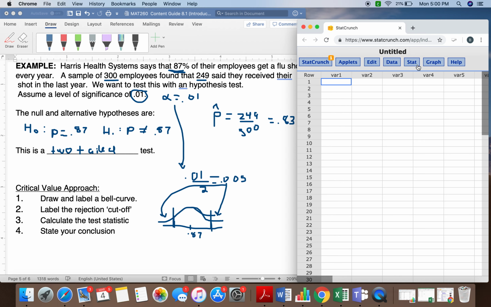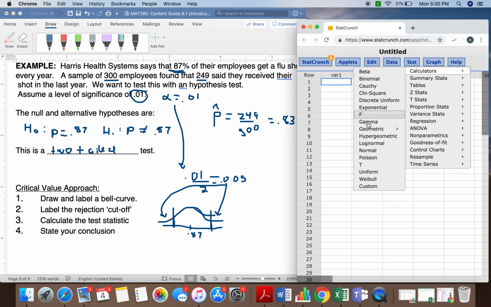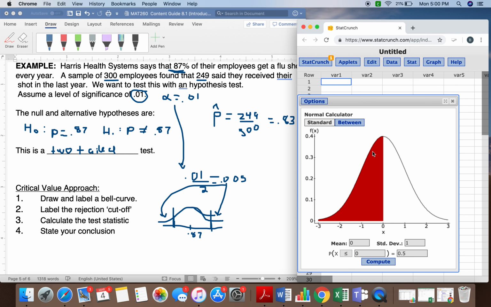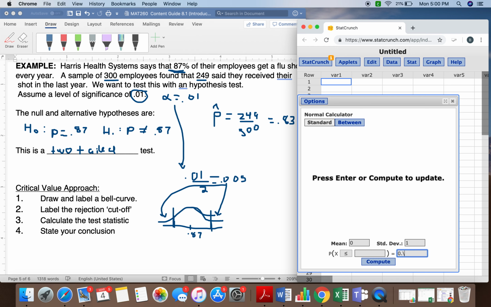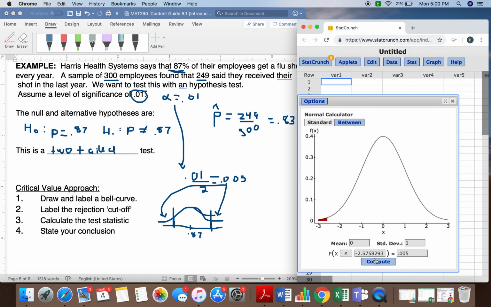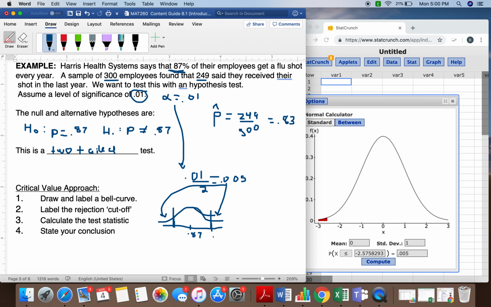So if we go into our calculators, in our normal one, we remember how to find our critical values. So our critical value, we want to put in our area over here. So remember, we want to find 0.005, I'm going to compute, and we get negative 2.58. So down here is going to be negative 2.58. And up here will be positive 2.58.